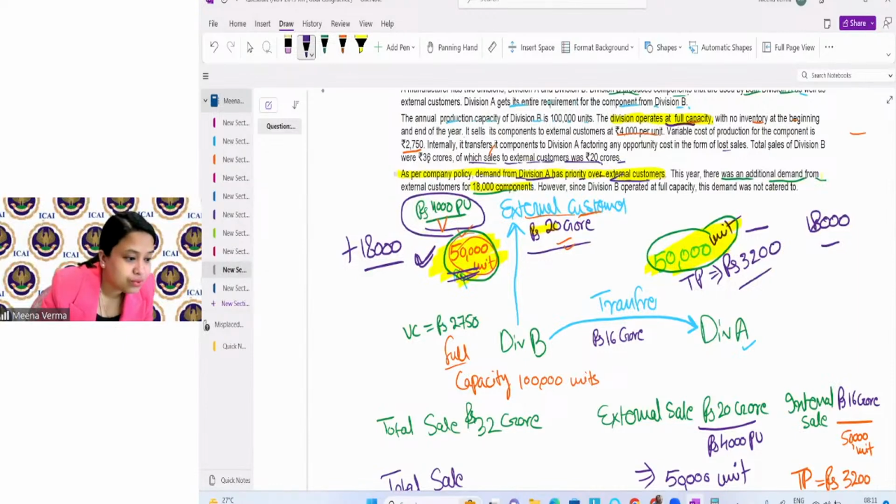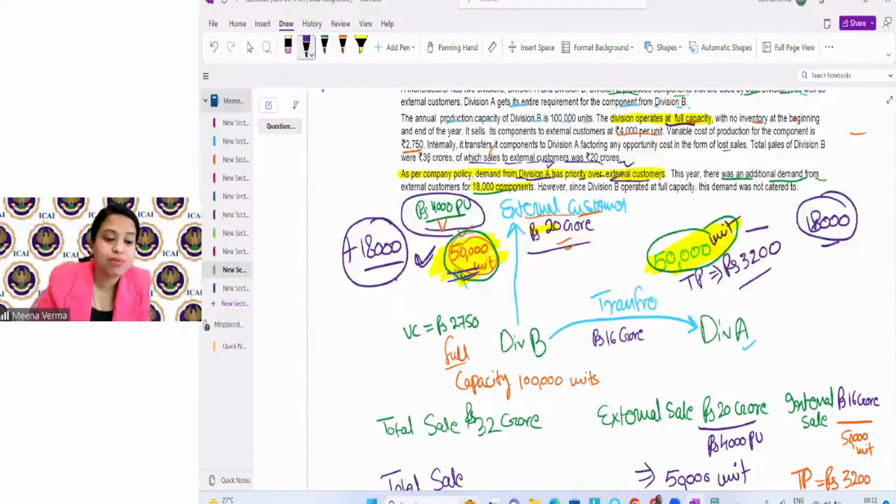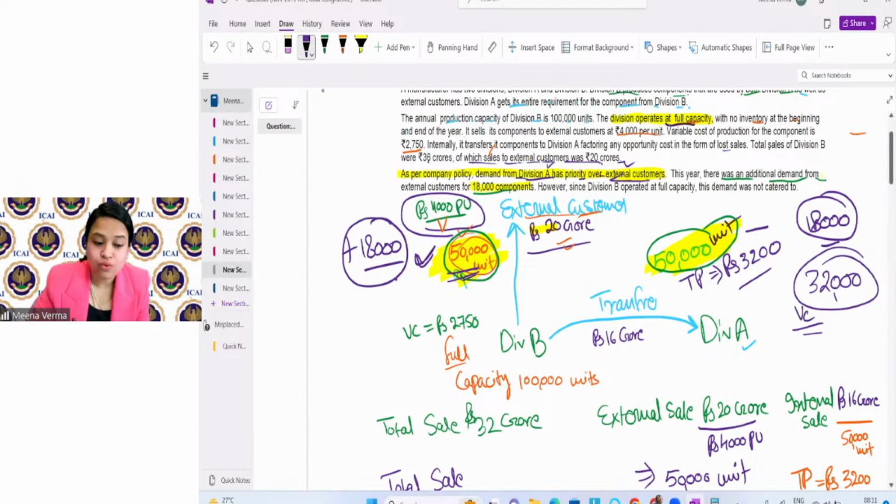The company policy is that first you should fulfill the internal division's need, then you should sell the goods outside. It is given in the question: first fulfill the division A demand, then sell the goods outside. So though there is now an external demand of 18,000 units, internally we are capable of transferring only 32,000 units at variable cost. For the remaining, we are losing opportunity cost, and I need to recover the opportunity cost also.